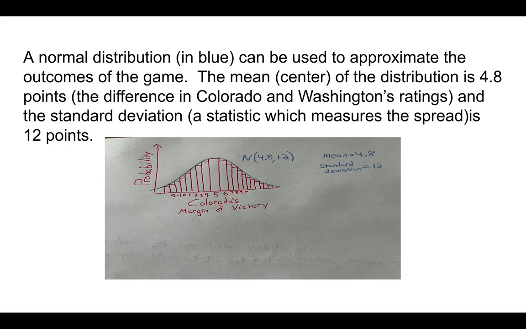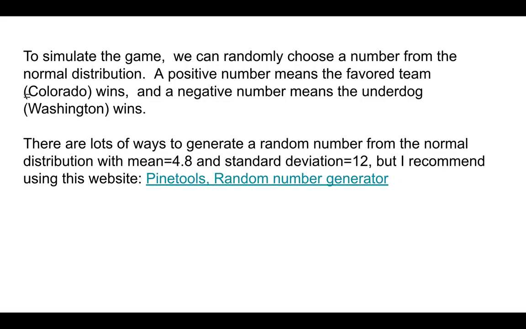I'm not going to dive into this too much, but for college basketball games, the standard deviation that we use is 12. We're going to use that in this game and in all future games. Now, what we want to do is simulate the game, and the way that we're going to simulate it is by choosing a random number from this distribution. A positive number will mean the favored team, Colorado in this case, wins the game, and a negative number would mean the underdog wins the game.